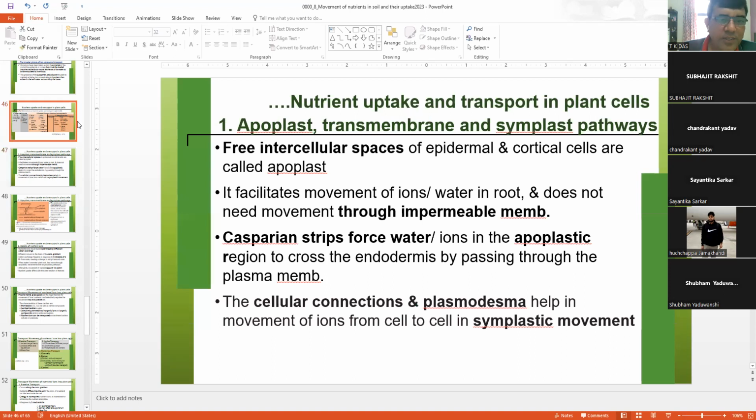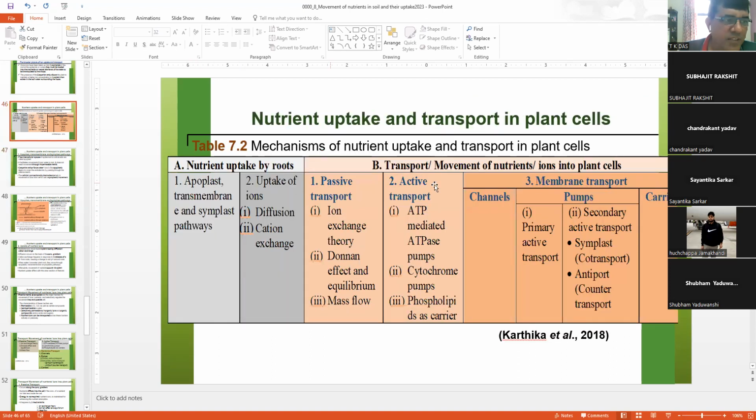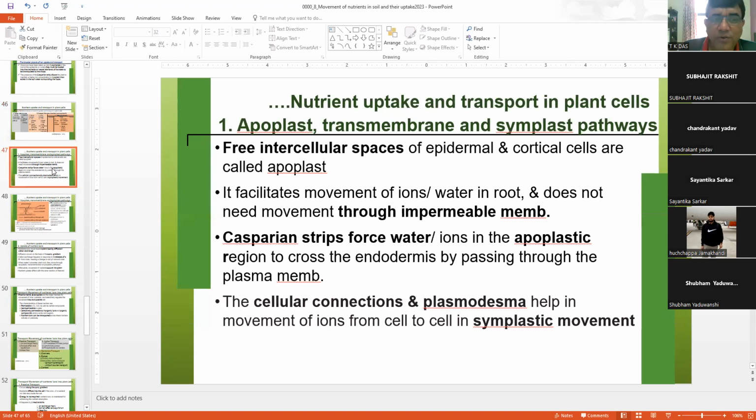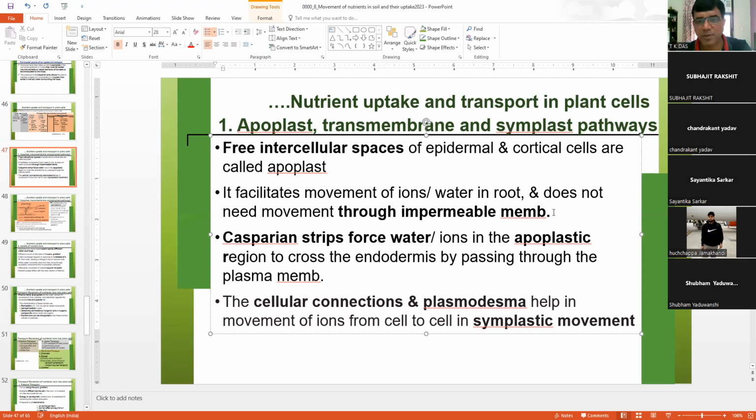Now coming to the first part, which is your apoplast, transmembrane, and symplast pathways. So you see free intercellular spaces of epidermis and cortical cells are called apoplast. It facilitates movement of ions or water in root and does not need movement through impermeable membrane. So here there is no need to pass through the plasma lemma or plasma membrane. It passes outside the plasma membrane. Between the cell wall and plasma membrane, you have interspaces, and through those spaces, it is apoplastic movement.